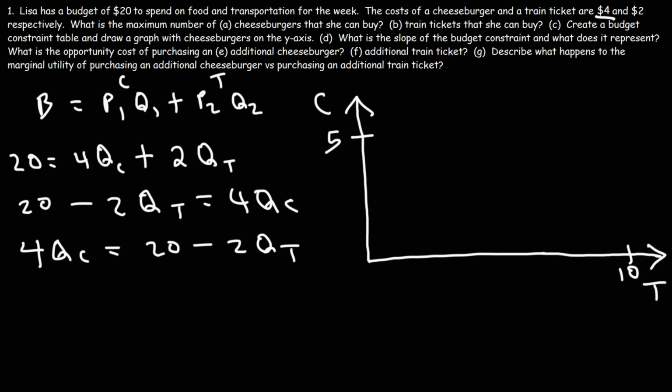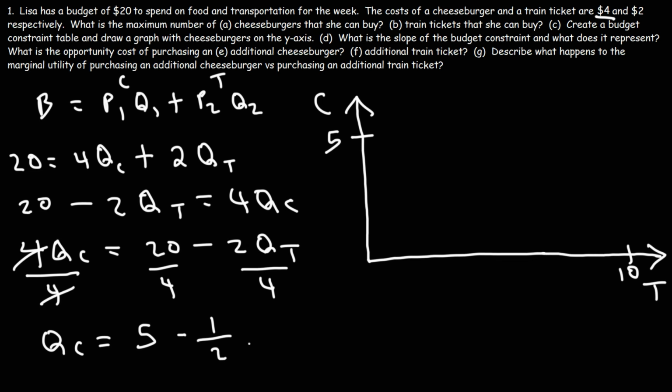Now to get QC by itself, I need to get rid of the 4. The 4 is multiplied by QC. So to separate it, I need to divide by 4. The opposite of multiplication is division. So I'm going to divide every term by 4. 4 divided by 4 is 1, so we just get QC on the left. 20 divided by 4 is 5, and 2 divided by 4 is 1 over 2, since 2 over 4 reduces to 1 over 2. So we get QC is equal to 5 minus 1/2 QT.